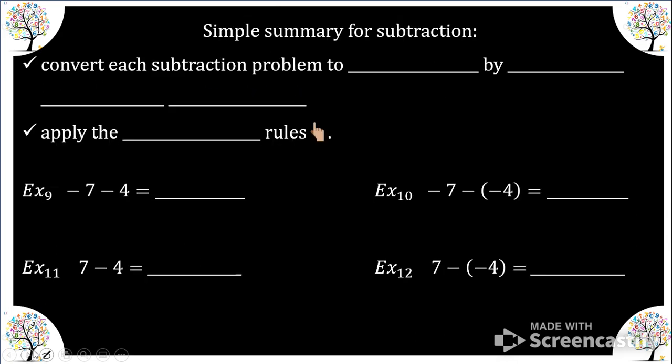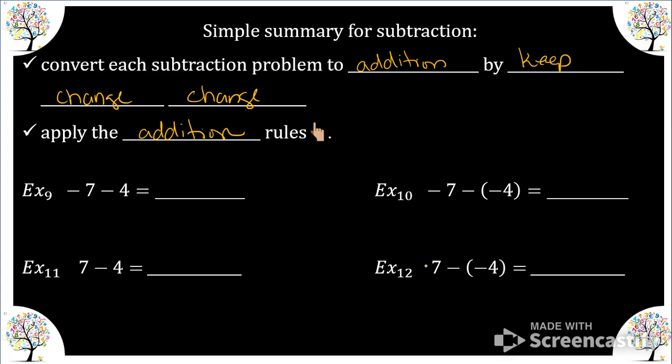Okay, so that was the simple summary for addition. Now let's look at the simple summary for subtraction. So convert each subtraction problem to addition by keep, change, change. And then we apply the addition rules that we just reviewed.